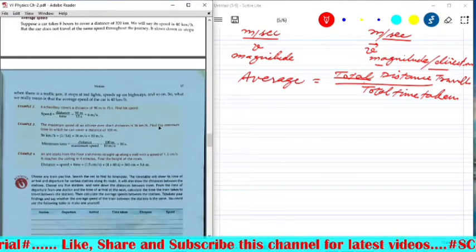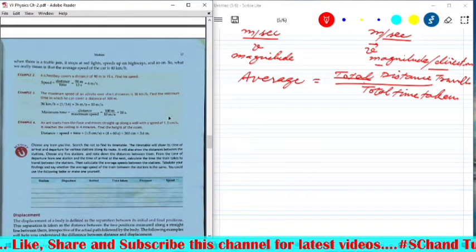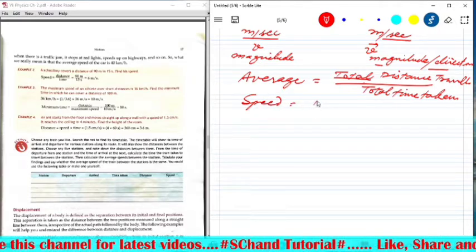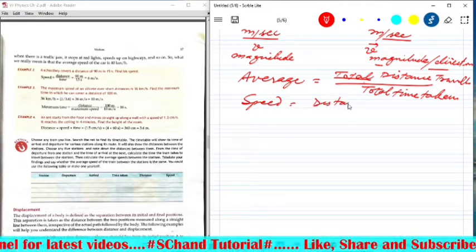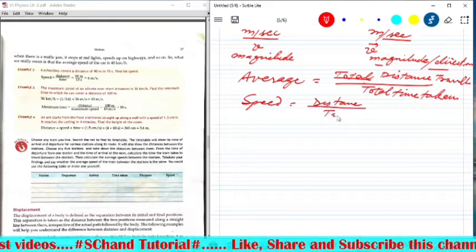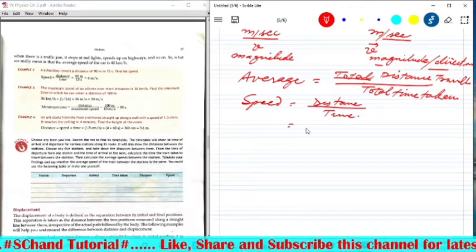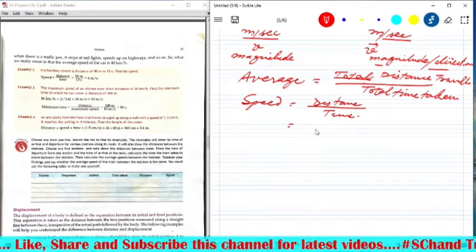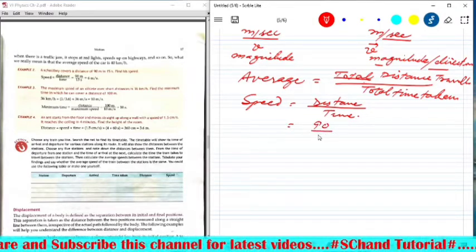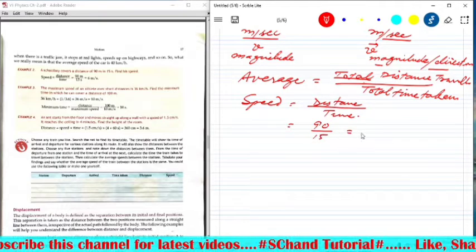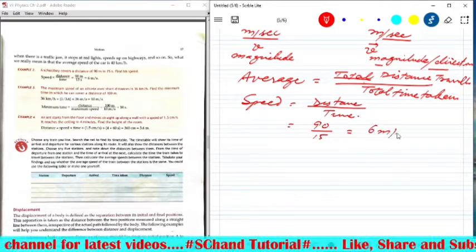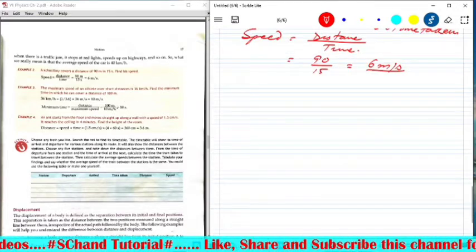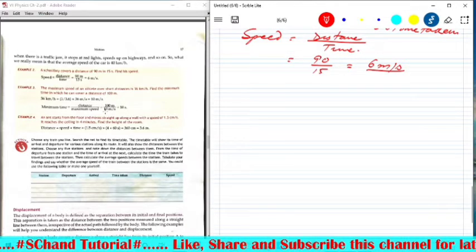Then there are some examples based on speed. We can apply the formula speed is equal to distance over time to solve these examples. A school boy covers a distance of 90 meter in 15 seconds. Find his speed. Distance is 90 and time is 15 seconds, so it is 6 meter per second. That is the speed of that boy. These are the simple examples that I have given here.